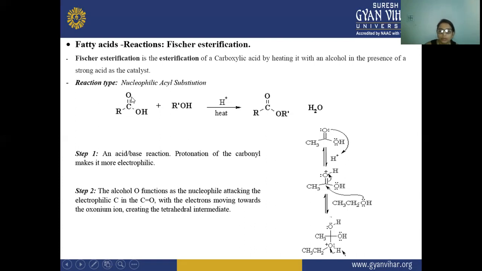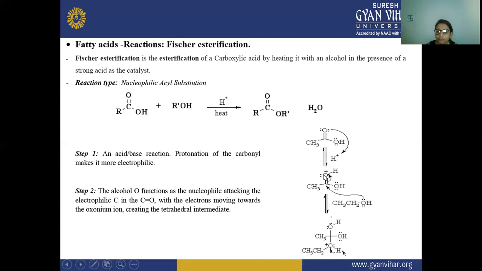So here a proton, H positive, will add to this negative portion and there is a formation of a bond. This is known as protonation: when there is addition of H positive, that is a proton, the phenomenon is known as protonation. The protonation of the carbonyl makes it more electrophilic. Due to the addition of H positive on this oxygen atom, this carbon will become more electrophilic. This oxygen has a lone pair, that is why it is attached to the H, and now it has a positive charge.